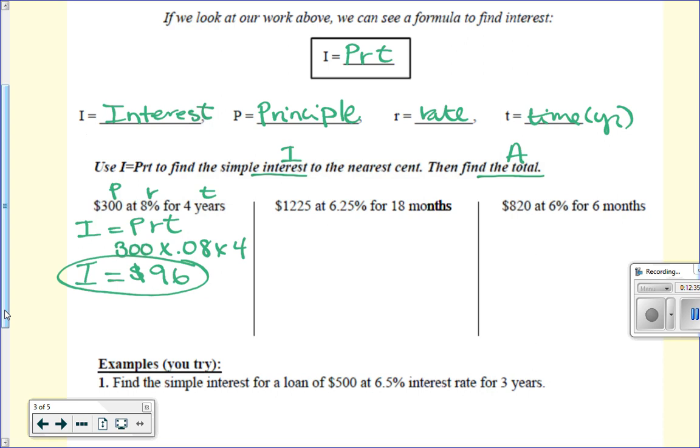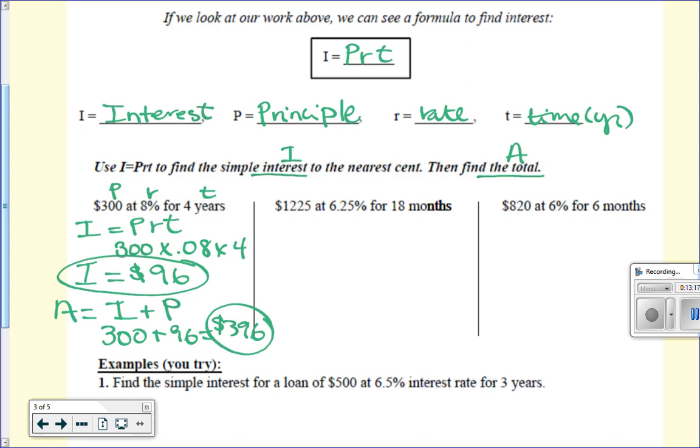Okay, y'all. I'm putting $300 into a savings account. I'm investing $300. After 4 years, I just earned $96. What's the total amount in my account after 4 years? Okay, so what operation is that? You got it. So we add the interest plus the principal amount to get the total, right? So 300 plus 96 is 396. That's your final answer to get the total.